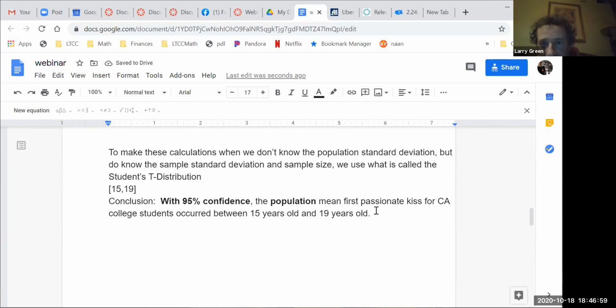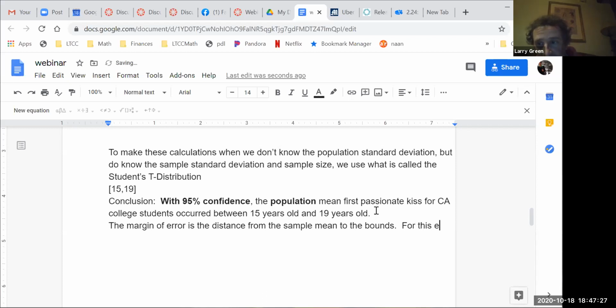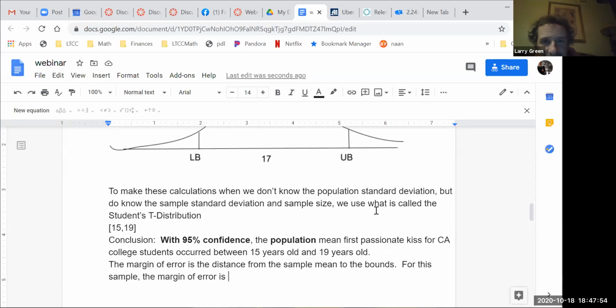That's probably fine. The margin of error is the distance from the sample mean to the bounds. And the sample mean is always right in the center, so it doesn't matter whether you do the lower bound or upper bound. So what is the margin of error now? Looking for a number. What's the margin of error? It's not a percent. What was the sample mean? It's up there in the picture. That's a hint.